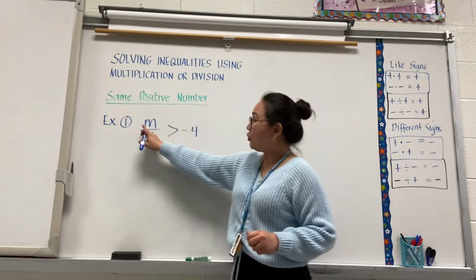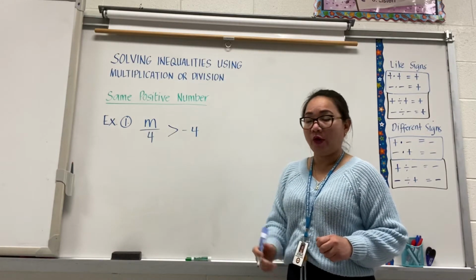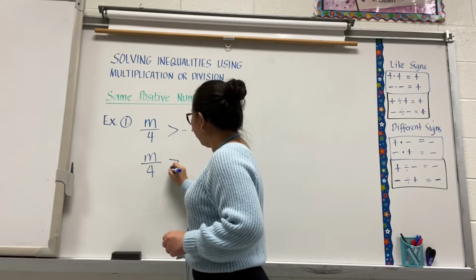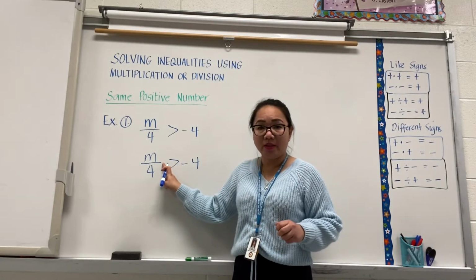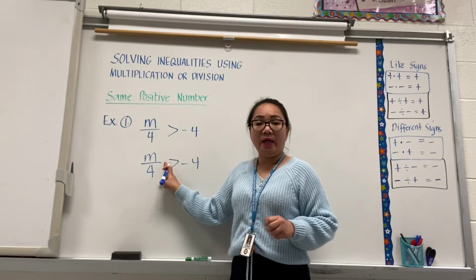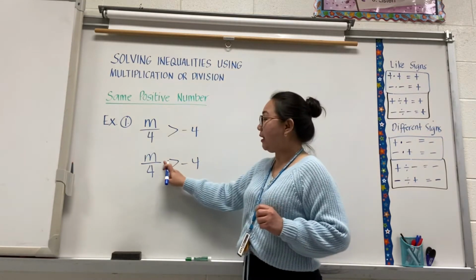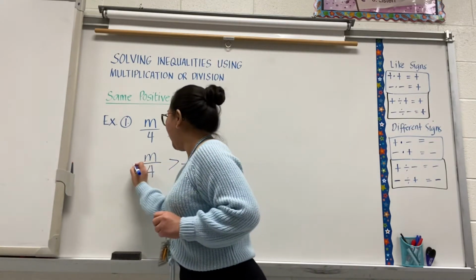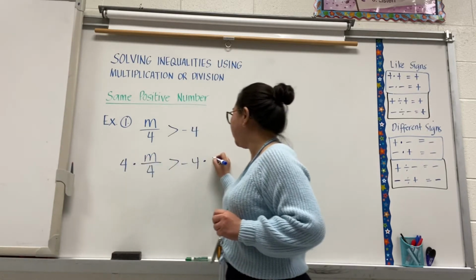Okay, here, solve m over 4 is greater than negative 4. So write the inequality again. M over 4 is greater than negative 4. And you know, there's a fraction bar right here, which means division. So undo the division by applying the multiplication property of inequality. So that means get the inverse of division, which is multiplication. So multiply each side by 4.